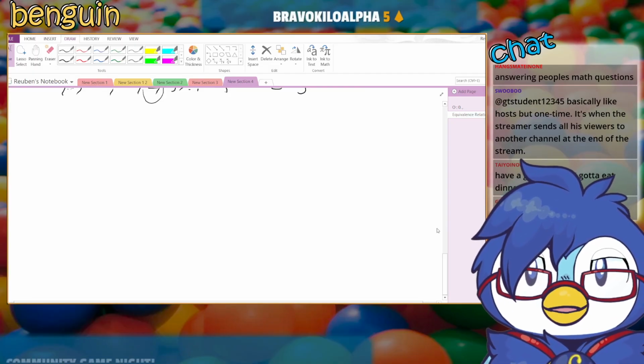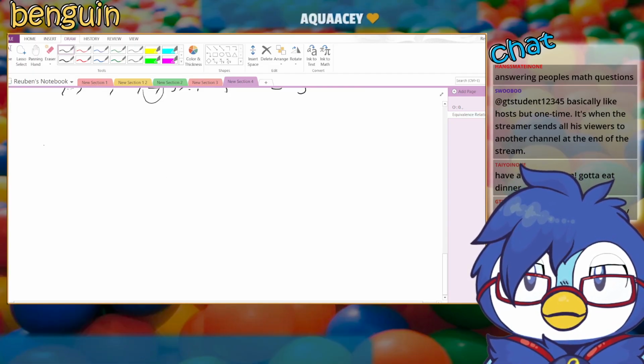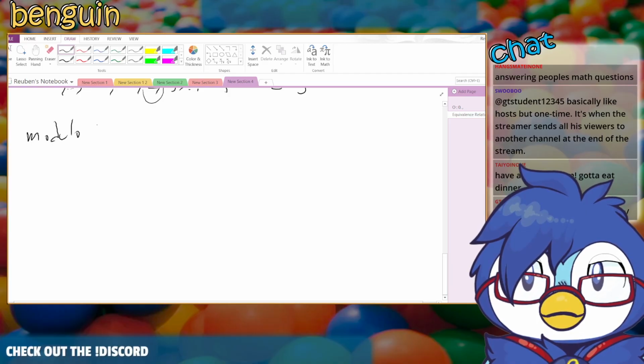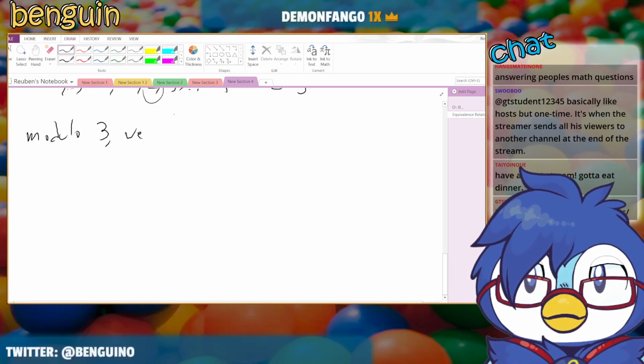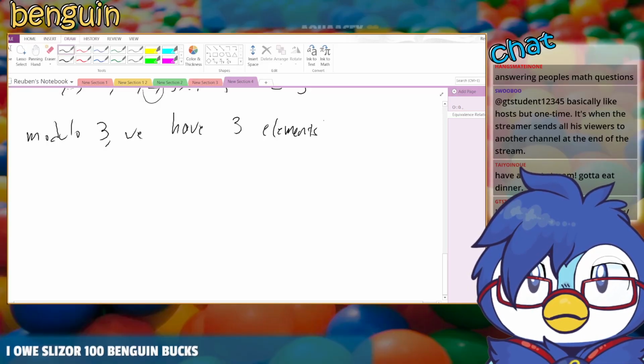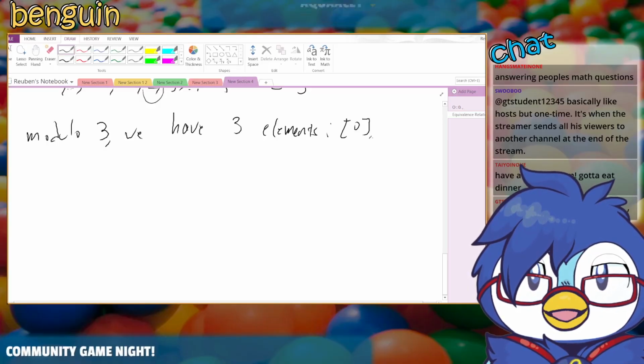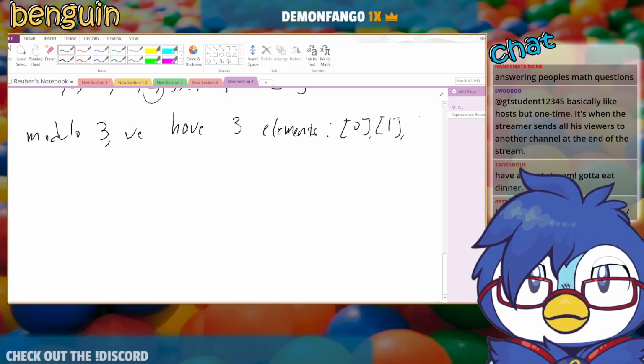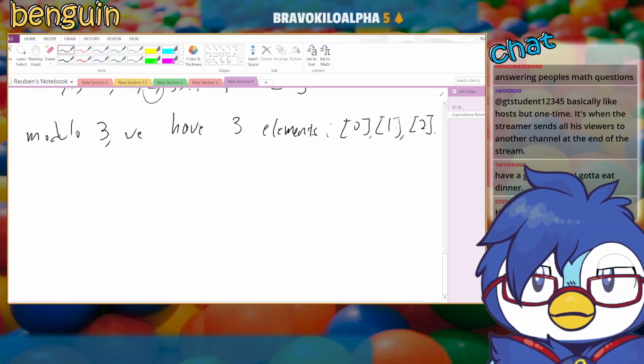So let's maybe think about a few things, right? Modulo 3, we essentially have 3 elements, or 3 groupings, right? We have everything that's equivalent to 0, everything that's equivalent to 1, and everything that's equivalent to 2.